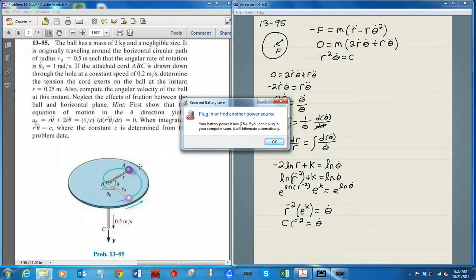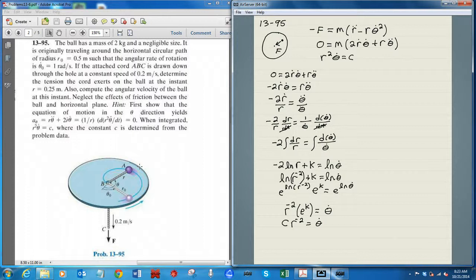So I come up here and look for it. Okay, so that's what I have. I've got these equations. So what I need to do is find, okay, my battery is just about gone, so let me pause this.